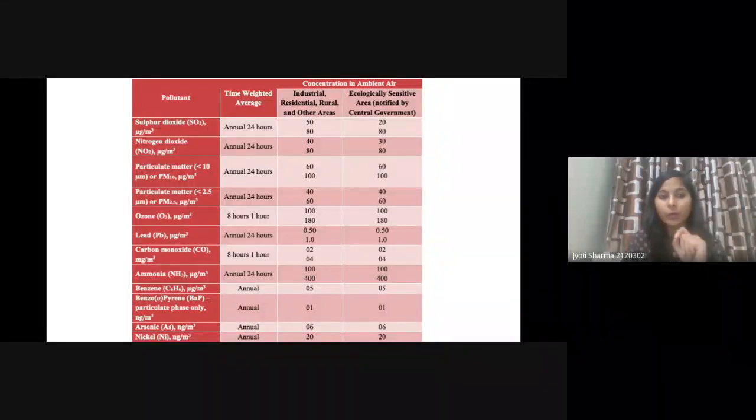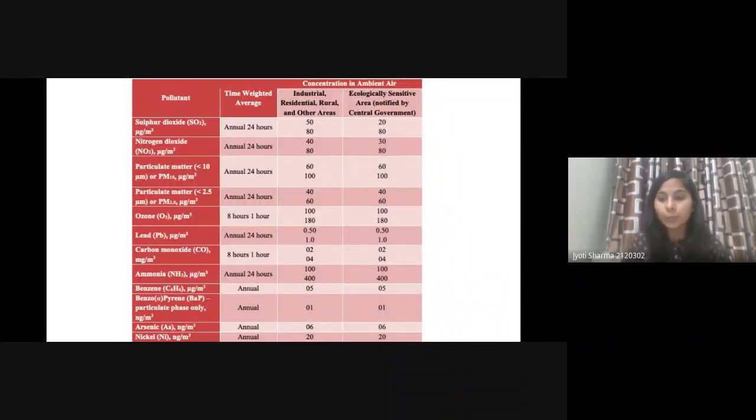Okay, so here we have some values. For example, for sulfur dioxide, it is 50 and 80. 50 for the annual, 80 for the 24 hours monitoring. Okay, and likewise you have values from sulfur dioxide to nickel, for industrial as well as for the ecologically sensitive area. So these are our standard values that are given by this NAAQS.